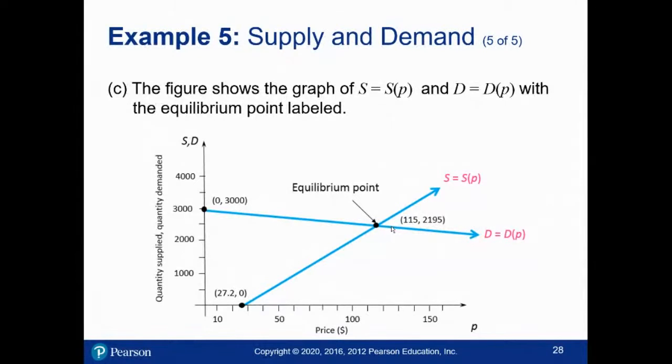Here are the two functions graphed individually. Notice that demand is going down. Demand is decreasing while supply is going up. If I charge more for a phone, manufacturers are going to want to make more of them, but people are going to want to buy fewer of them. So supply will go up, but demand will go down.